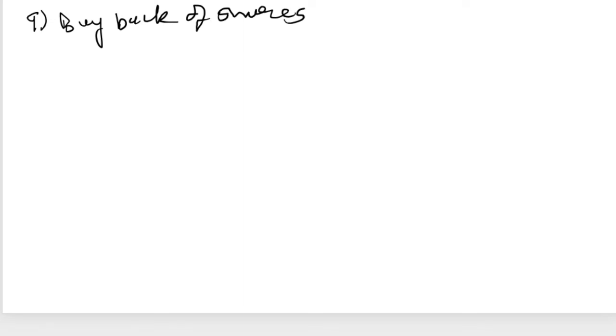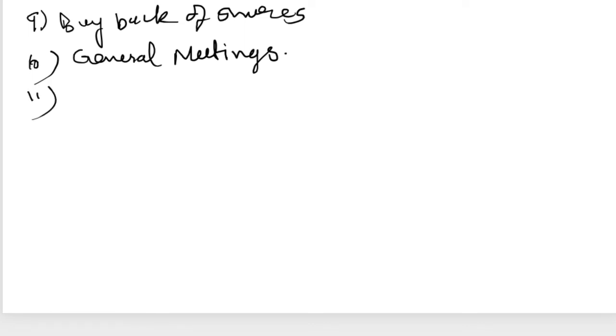Okay, the 10th one is general meetings. There are different kinds of meetings that we will learn: annual general meeting, extraordinary general meeting, and so on. General meetings are the meetings for which we have to call all the shareholders and all the members of the company within a certain stipulated time from the date of registration.